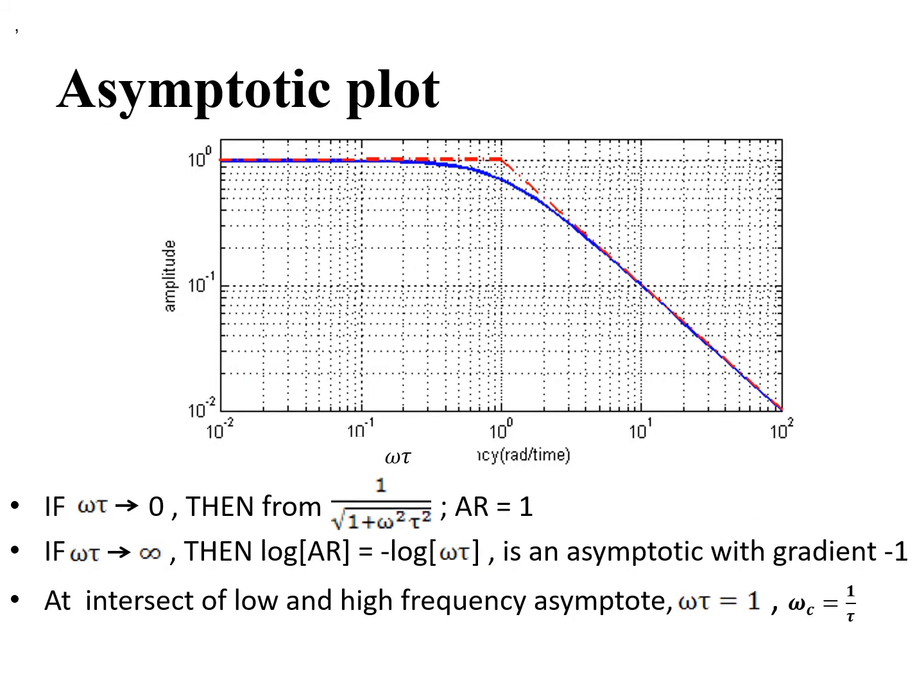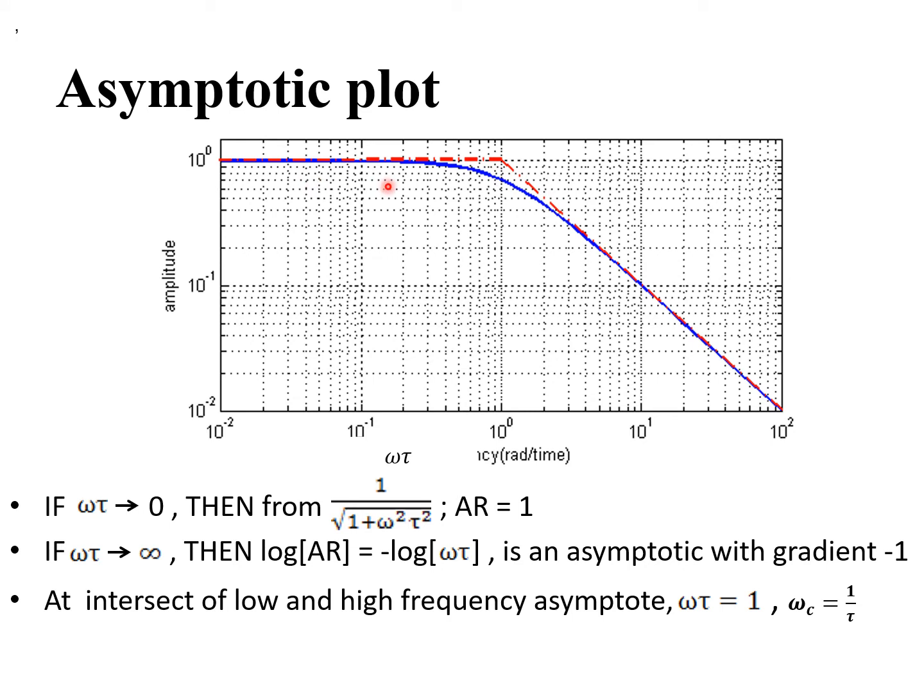If omega tau tends to 0, then from here we can see the AR tends to go to 1, basically AR equals 1 or whatever the gain value is. And if omega tends to infinity, a high value of omega, the earlier one being a low value of omega, then the equation becomes log AR equals minus log omega tau, which is a line with a gradient of minus 1. So this is what we call the asymptotic plot. You can plot the low asymptotic line and the high asymptotic line.